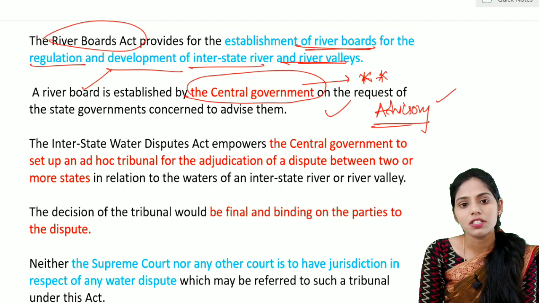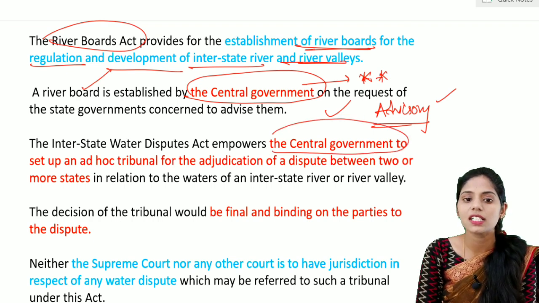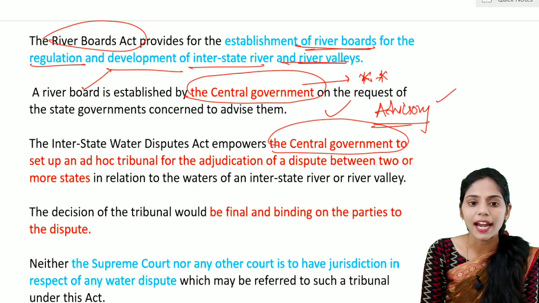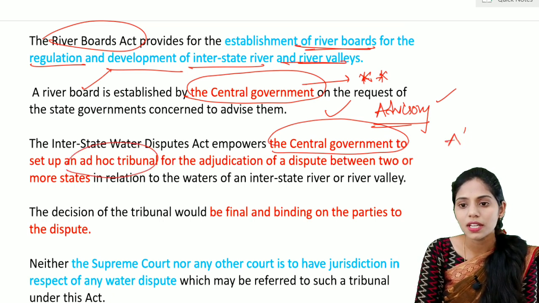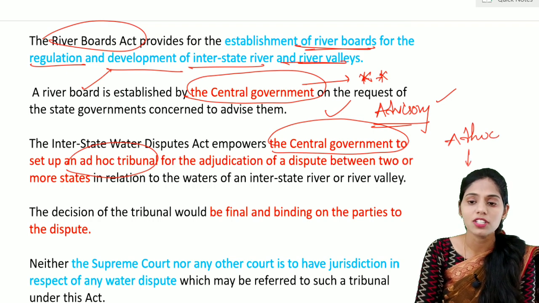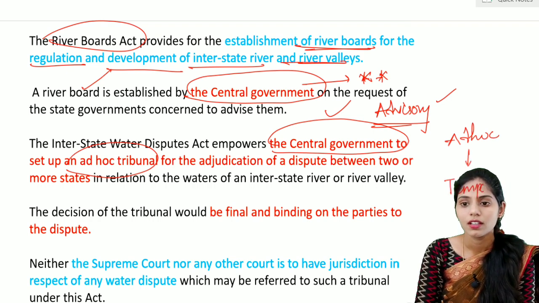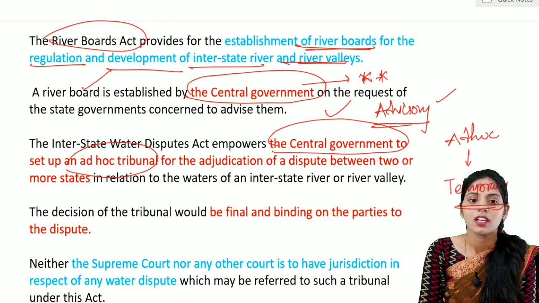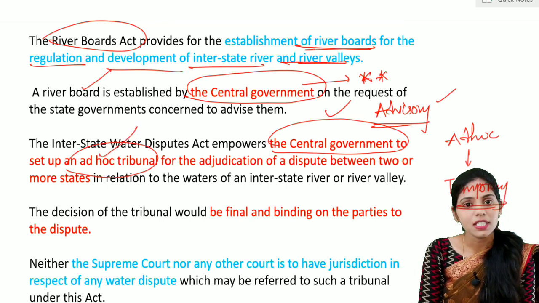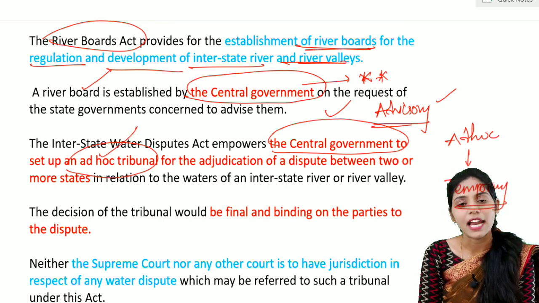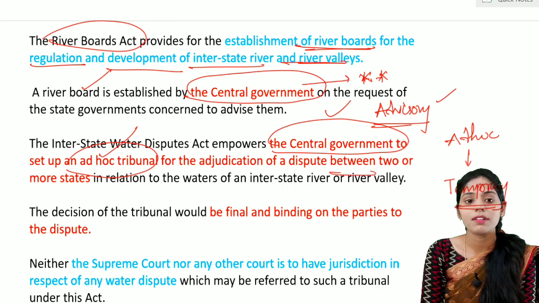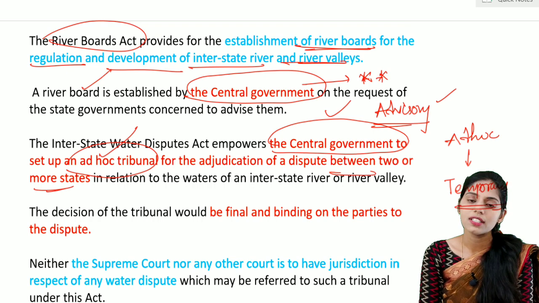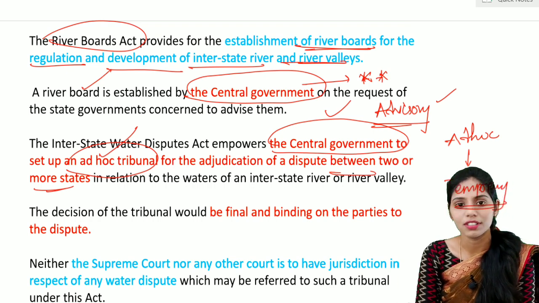And the next one is the Interstate Water Dispute Act. It empowers the central government to set up an ad hoc tribunal. What is the meaning of ad hoc? Ad hoc means temporary, only for a temporary time. So it can set up an ad hoc tribunal for the adjudication of a dispute between two or more states, mainly in relation to water, either the river water or the river valley.